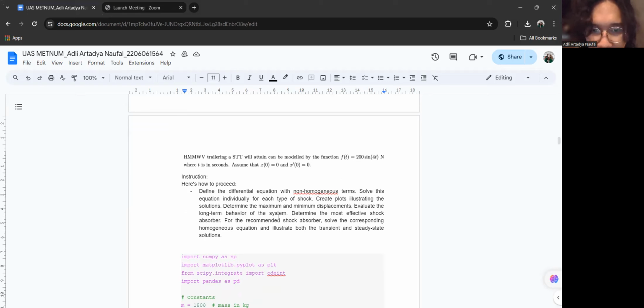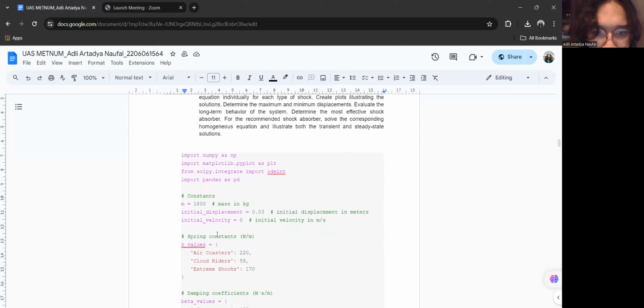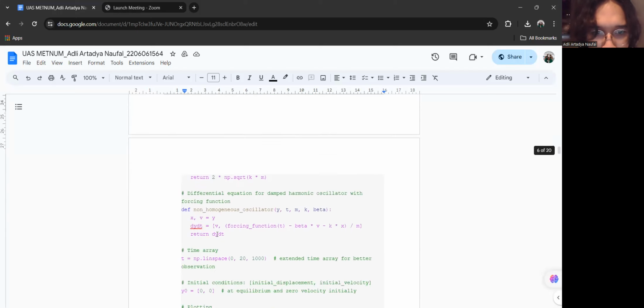Evaluate the long-term behavior of the system. Determine the most effective shock absorber. For the recommended shock absorber, solve the corresponding homogeneous equation and illustrate both the transient and steady state solution. Here's the Python code. I'm going to skip this.